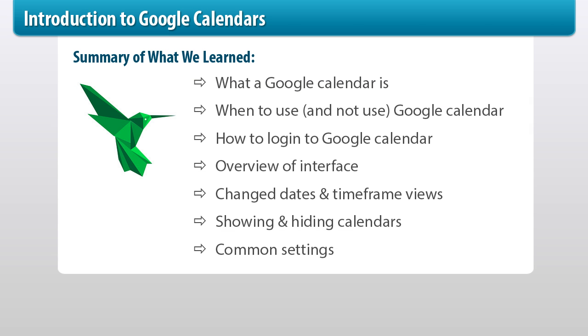So here's a summary of what we've learned today. Firstly, we learnt what a Google Calendar is. Then we learnt from the Seeing Eye perspective when to use and when not to use the Google Calendar. We covered how to log into Google Calendar, we had a good overview of its interface, we changed some date and time frame views, we learned how to show and hide calendars for various people and how to look at some common settings.